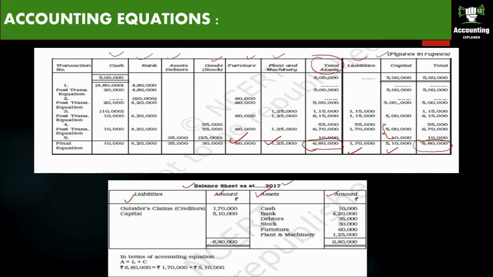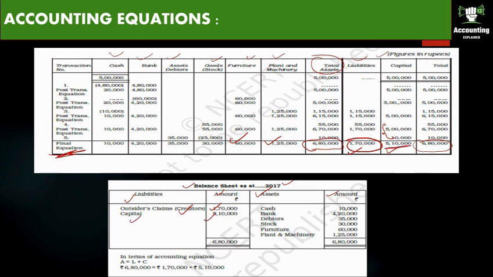What is a liability? Liabilities is 1,70,000. We have to take only the final amount. That is an outside claim, what we owe creditors: 1,70,000. And capital is 5,10,000.